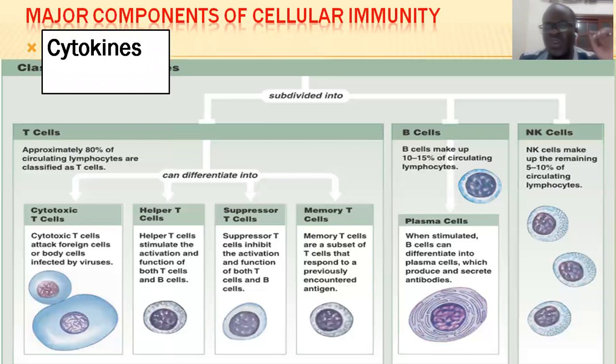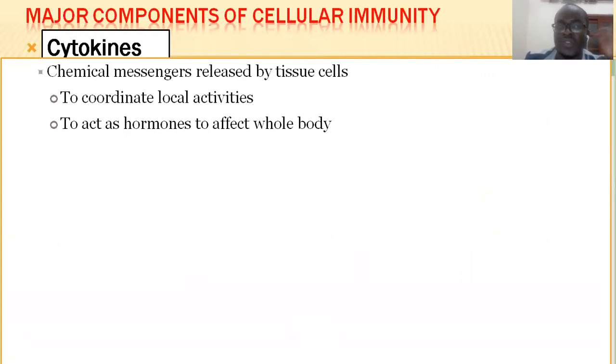Cytokines, like I said, we discussed cytokines in part A of this video, so I'm not going to waste much time here because we've already covered that. But just to note, you have lymphocytes, and once activated, they can also start producing these cytokines with the same functions that we've already discussed. So in general, cytokines are chemical messengers released by tissue cells to coordinate local activity, or to act as hormones to affect the whole body. Like we say, the cytokines have a paracrine effect on the other cells.